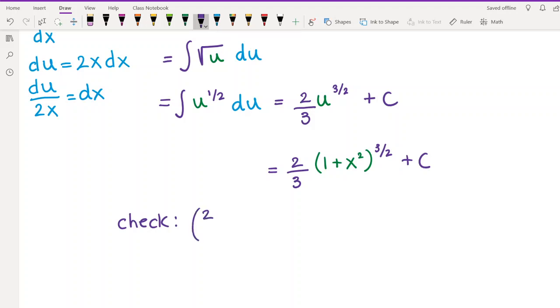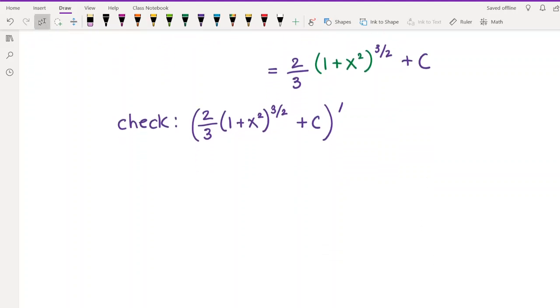So I'll use this notation. So 1 plus x squared to the 3/2 plus c, we're taking the derivative. That notation means derivative of. So how would you take the derivative of this? Well, you'd have to use the chain rule, right? The outer part of the derivative would involve taking this exponent and bringing it down and multiplying it with the original coefficient. So we would get 2/3 times 3/2 times 1 plus x squared.